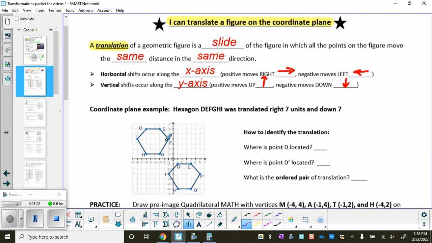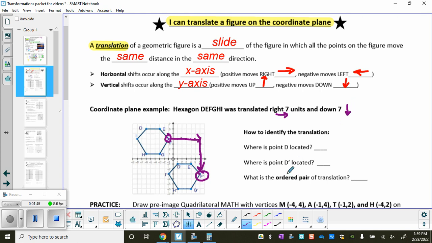We have a hexagon. We have 6 sides here. And there's D, E, F, G, H, I. And this hexagon got translated 7 units to the right and then down 7 units. So if I take point F, for example, if I go to the right, 1, 2, 3, 4, 5, 6, 7, and then now down, 1, 2, 3, 4, 5, 6, 7. Here is F prime. So again, we can see that the shape is going to the right 7 and then down 7.